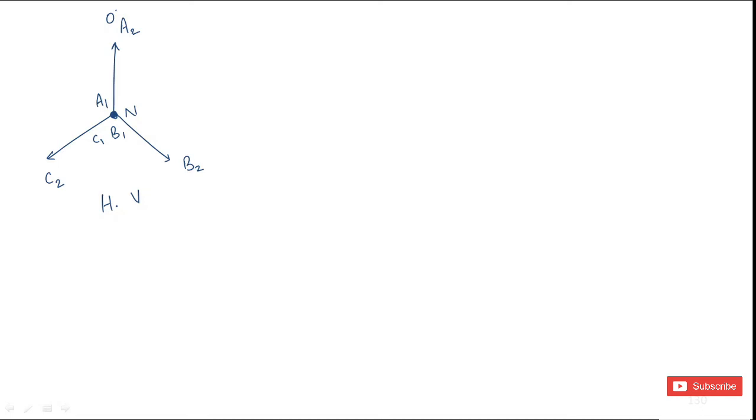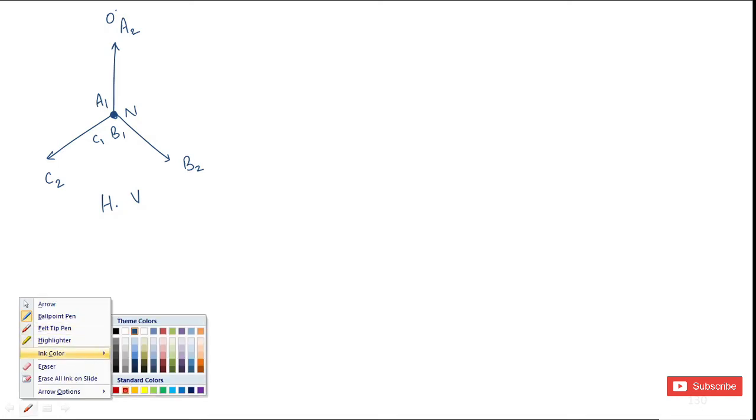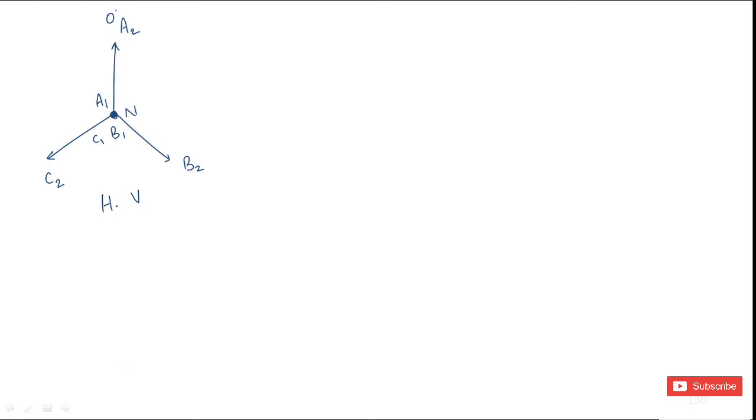This is the phase voltage A2 A1. What about the line voltage? Line voltage means VAB. Line voltage, this is the VAB. This phasor is VAB, line voltage, line to line voltage.